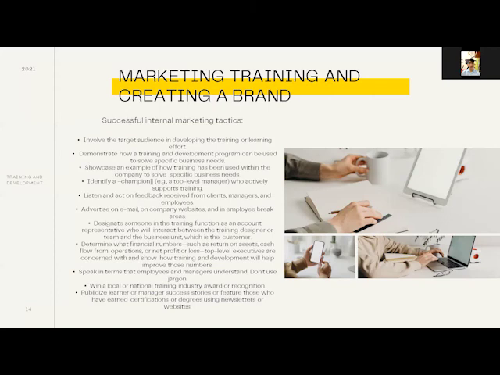Designate someone in the training function as an account representative who will interact between the training designer or team and the business unit, which is the customer. So next, determine what financial numbers such as return on assets, cash flows from operations, or net profit or loss top-level executives are concerned with, and show how training and development will help improve those numbers. Speak in terms that employees and managers understand. Don't use jargon. And communicating is key.